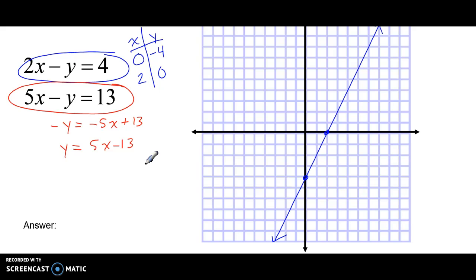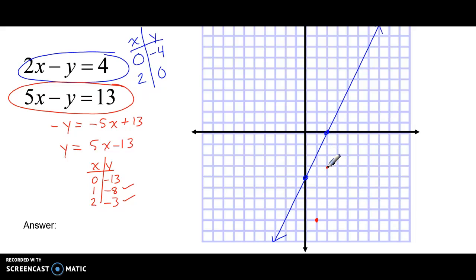So what I'm going to do is go back to an even more rudimentary method, the table of values. I'm just going to plug in numbers until I get things that I can plot. Like plugging in 0 for x gives you negative 13 for y. That won't fit on my picture. 1 for x gives me negative 8 for y. That one might fit. And 2 for x gives me negative 3 for y. That'll definitely fit. So I can graph these points here, this one and this one. 1, negative 8. 2, 3, 4, 5, 6, 7, 8 is down there. 2, negative 3 is over there.